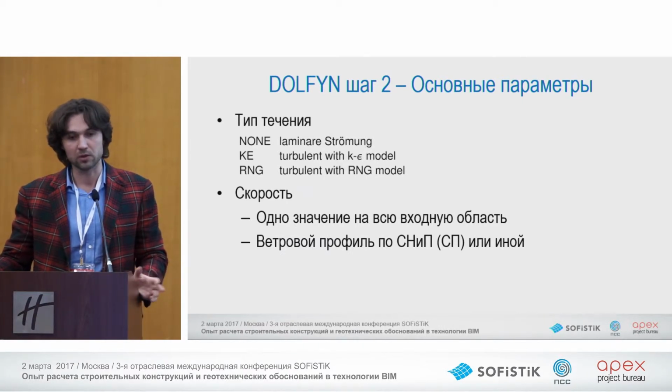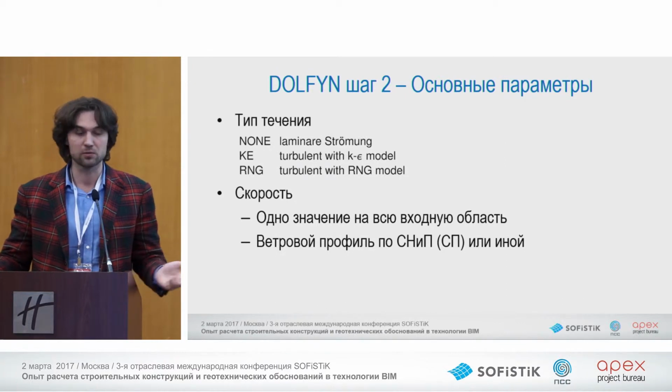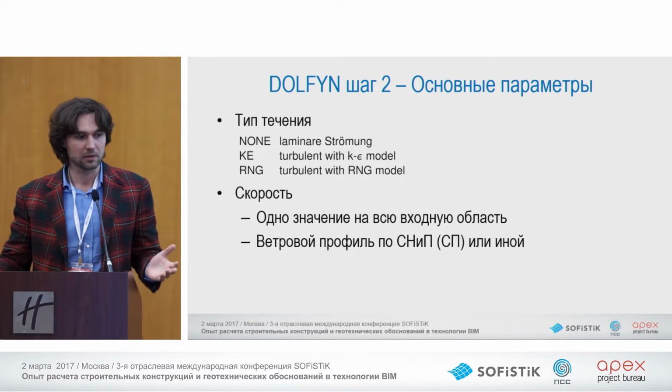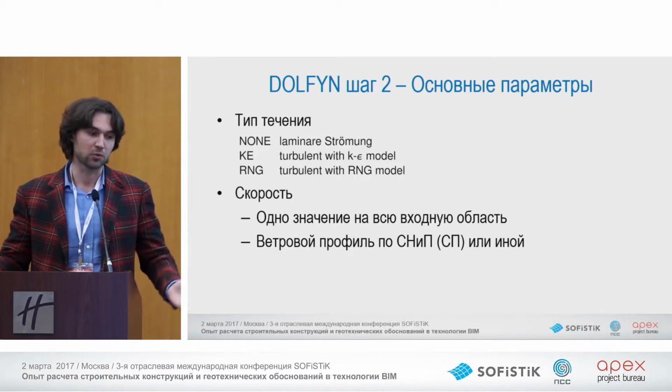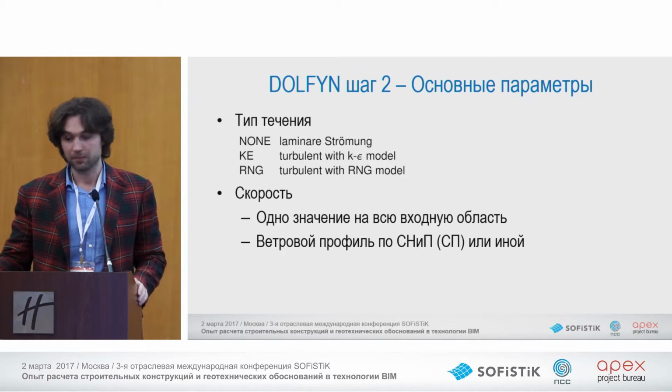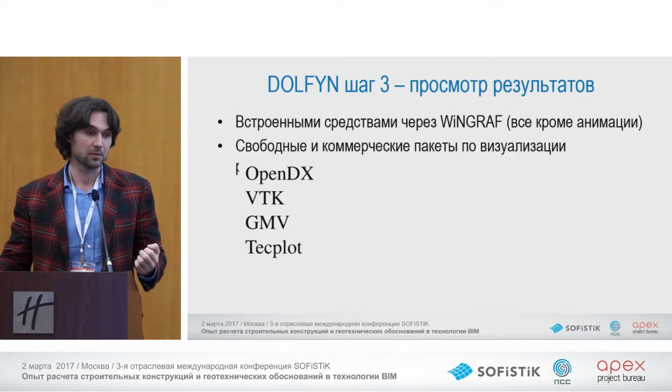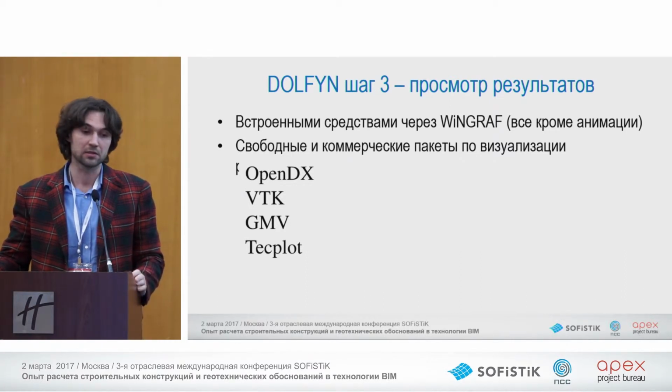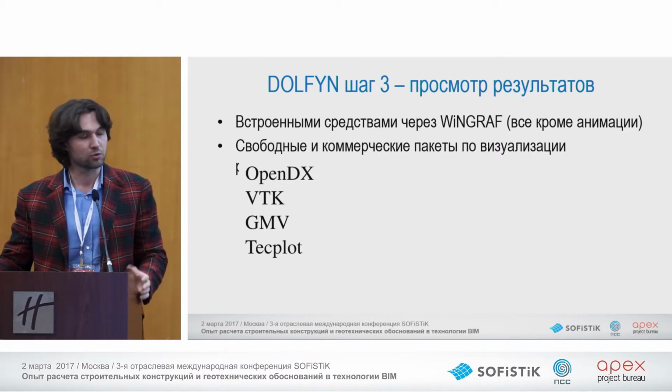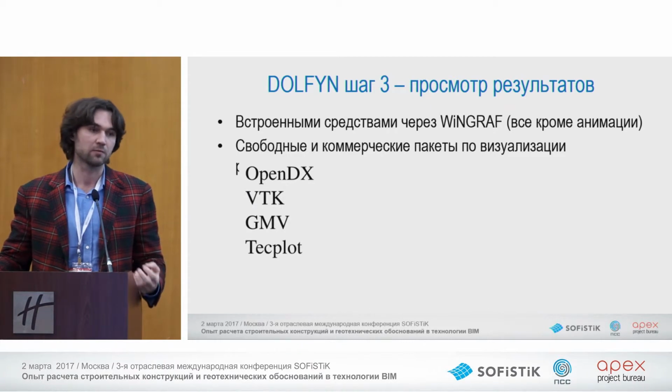After that, you need to define the speed of the gas or fluid. In this case, it's gas because we need this gas, and we have certain norms in our building code, ABC, and after that we use Dolphin for viewing results. You can view aerodynamic coefficients and everything but animation.